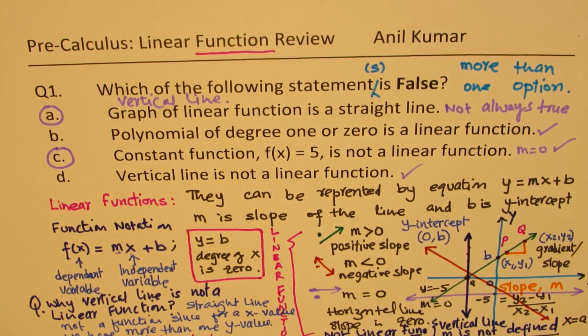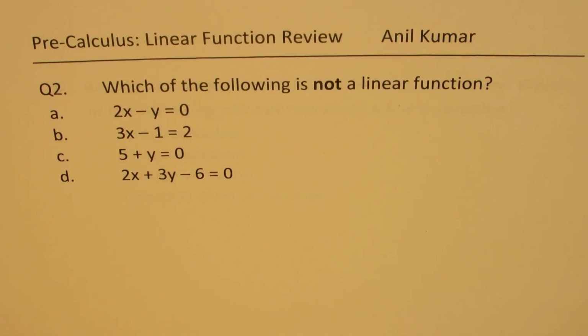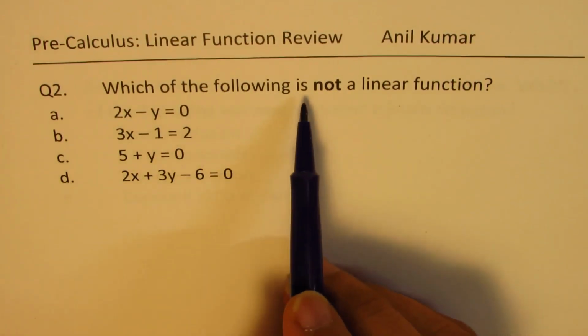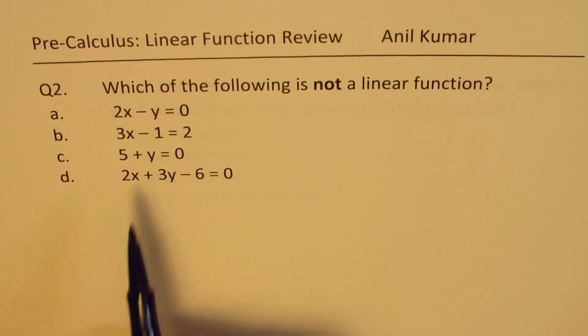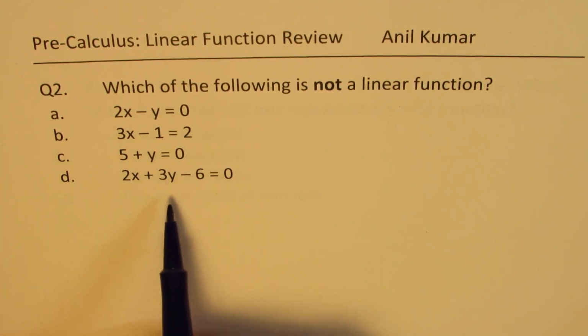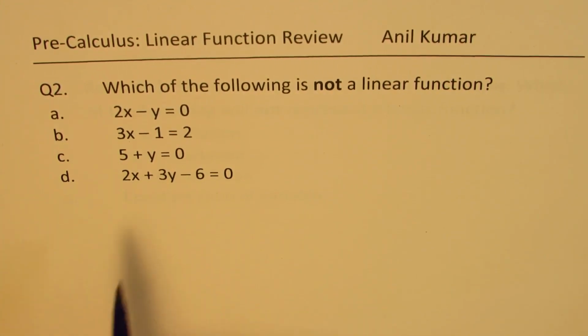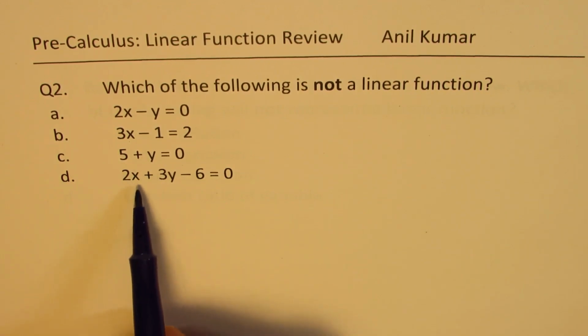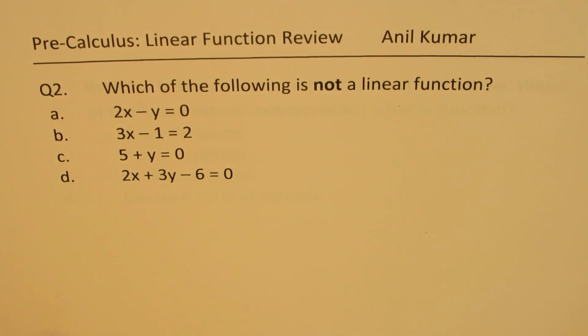So from here you must have got a good idea about the things which we need to be learning before getting into calculus, right? Now let's take up question number 2, and now we're going to move very fast. So question number 2 is, which of the following is not a linear function? Now if you look into these lines, they are all like x degrees 1, right? So, or 0. So they seem to be linear, but which one is not a linear function?